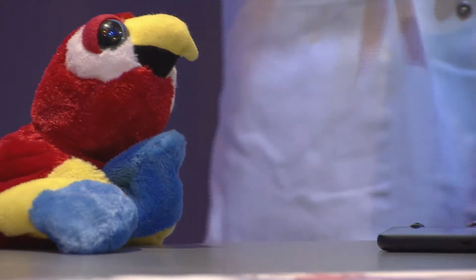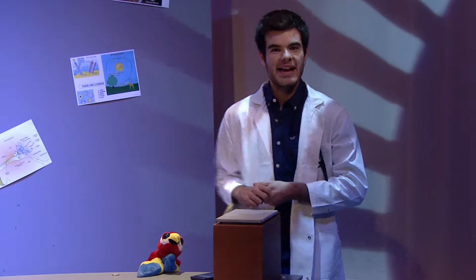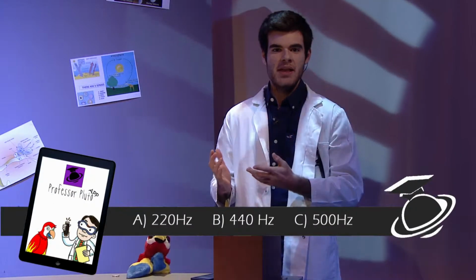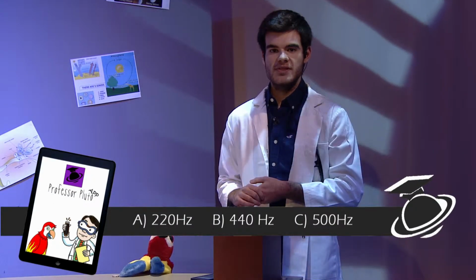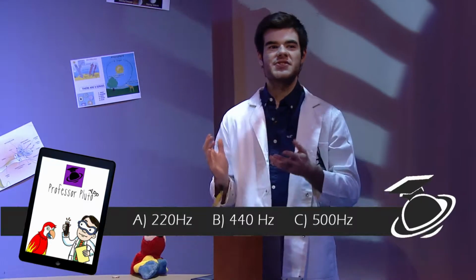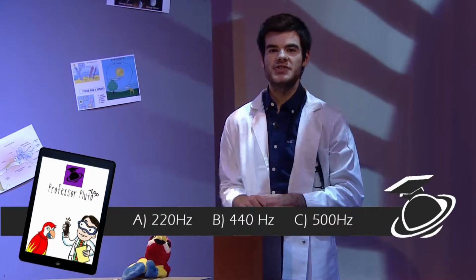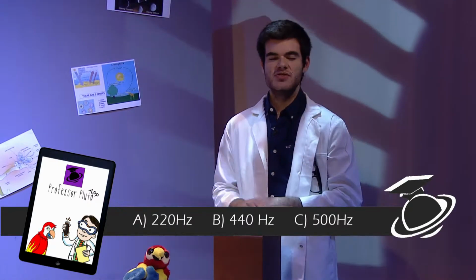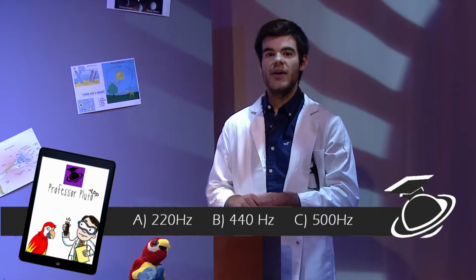Right, so it's now time for our first question. If you take a look at your Professor Pluto app and answer either with A, B or C, can you remember what the tuning fork's frequency was from earlier on in the show? Was it A, 220 Hz, B, 440 Hz, or C, 660 Hz? And we'll find out how many of you got that right at the end of the show.